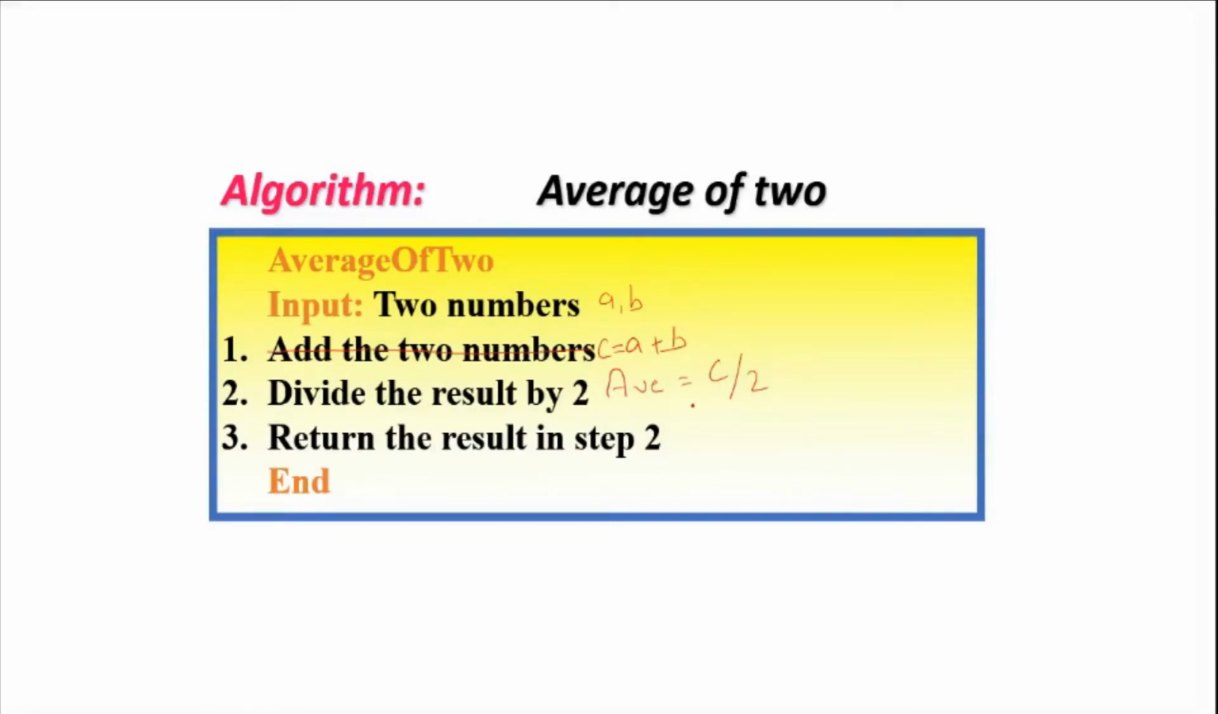These steps can be given in the case of pseudocode. This one is to be replaced with the average equal to C by 2. Then return the result, not the result, return AVE. So that is it. So this is the difference between an algorithm and a pseudocode. In the case of algorithm, we are representing it verbally, and in the case of pseudocode, we are incorporating some sort of the programming language into the algorithm.